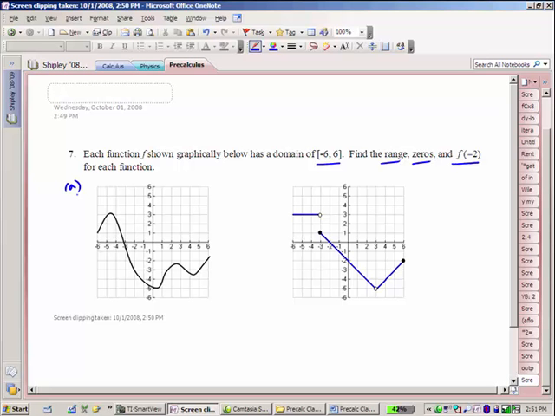Elizabeth, what do you want to start with? I want to know, give me the range, zeros, or f of negative 2. You can pick one of those. Okay, I'll take the zeros. Okay, so where are the zeros?